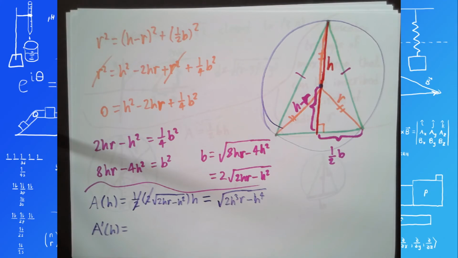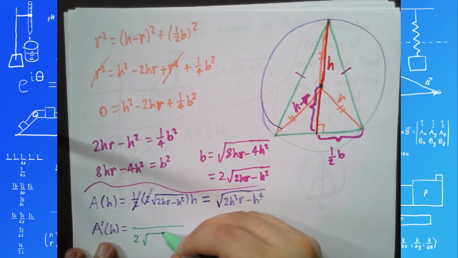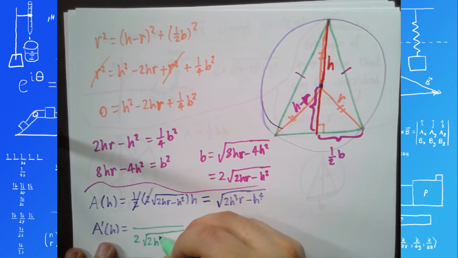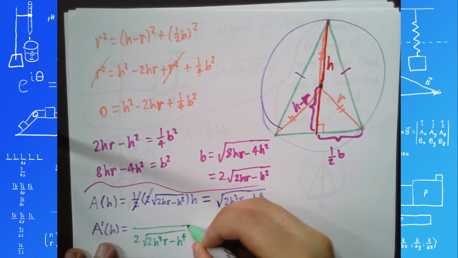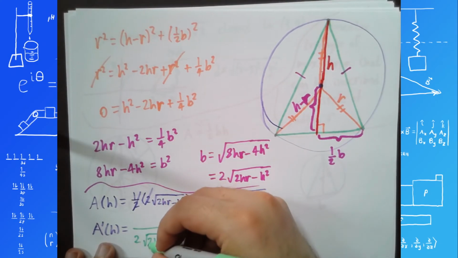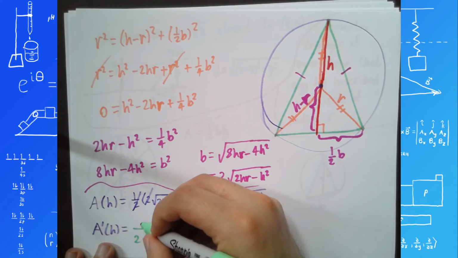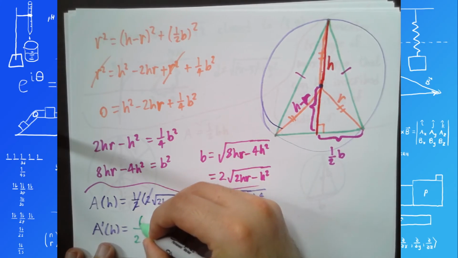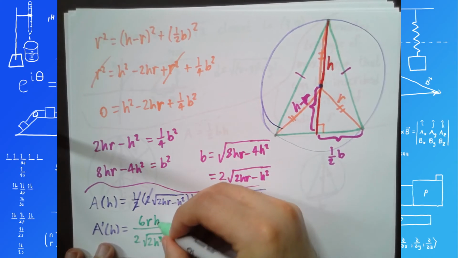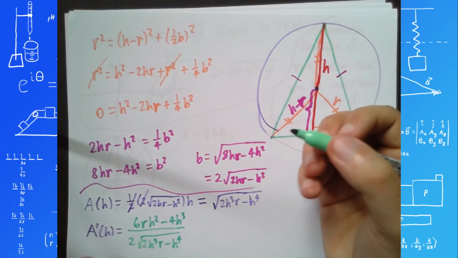So A prime of h is going to be the derivative of a square root, which is 1/2 times that square root. And then because of the chain rule, times the derivative of the inside. The 2 and the r are constants. The derivative of h cubed is 3h squared, so 2 times 3, that's going to be 6r h squared, minus the derivative of h to the 4th, which is 4h cubed.